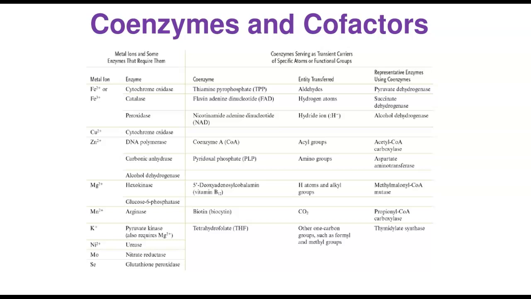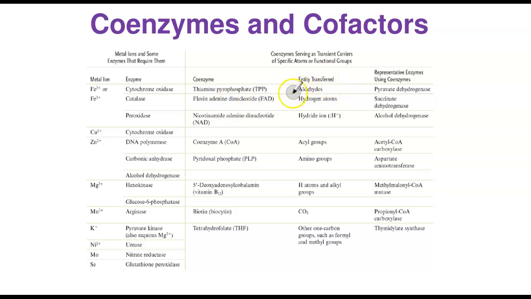So, coenzymes and cofactors. A list to my left here are the metal ions, and some enzymes they catalyze, like iron is needed by the cytochrome oxidase or the catalase, or even the peroxidase. Copper ion is needed by the cytochrome oxidase. Zinc is needed by the DNA polymerase, all listed. You can look at the notes and also pause the video and look at this yourselves, because you are expected to know some of these examples.